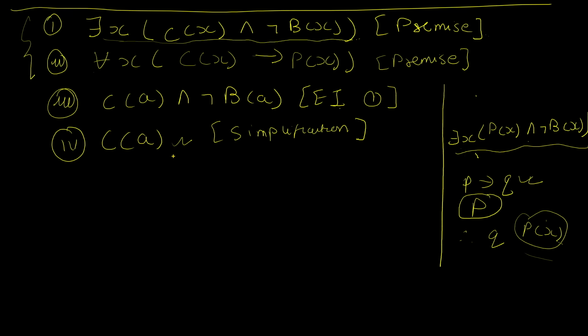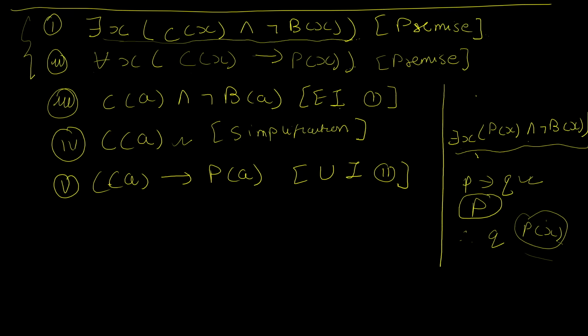Okay, now I have CA, and in order to apply modus ponens I need to be able to write CA implies PA. And I can do that by taking an instance of this. Since this premise is true for all x in the domain, it will also be true for the A example that I chose. Therefore, I can write CA implies PA. And this comes from the universal instantiation of 2. And now I have CA implies PA and CA. I can use that to infer PA, and this is modus ponens on 4 and 5.